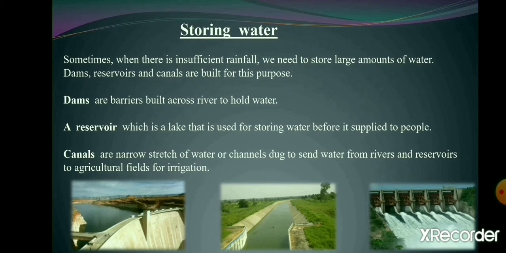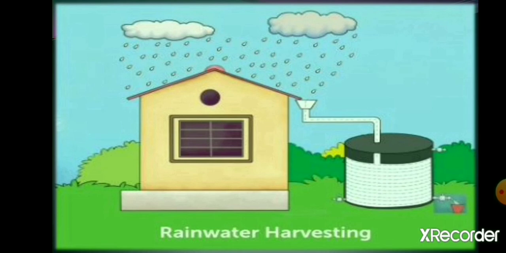Reservoir. A reservoir, which is a lake that is used for storing water, before it is supplied to people. It is released when the level of the water in the rivers decreases. Canals. Canals are dug as channels to divert water from rivers to agricultural fields for irrigation purpose. Rainwater harvesting. Rainwater harvesting is a method of storing and collecting rainwater. This water can be used whenever required.